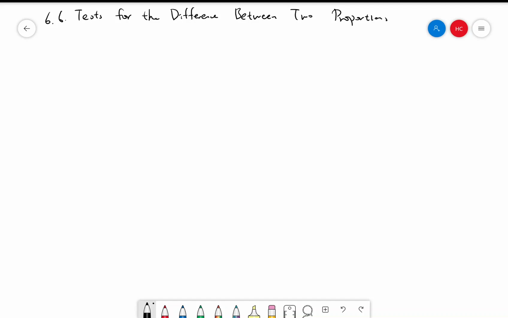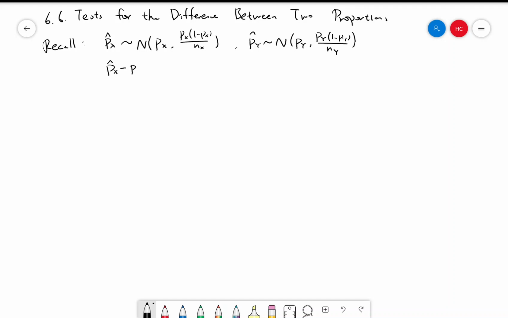Alright, so this is on section 6.6, which is on tests for the difference between two proportions. So let's first recall some facts. P_x hat, by the central limit theorem, has a normal distribution where the mean is p_x and the variance is p_x times (1 minus p_x) over n_x. And the same goes for p_y hat. So the difference of p_x hat and p_y hat also has a normal distribution. Remember to add the variances instead of subtracting the variances.